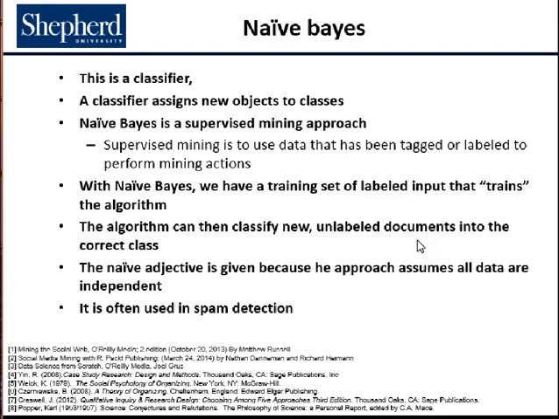So the naive Bayes is going to have a training set of labeled input that we use to train the algorithm. The algorithm then classifies new unlabeled features into the correct class.